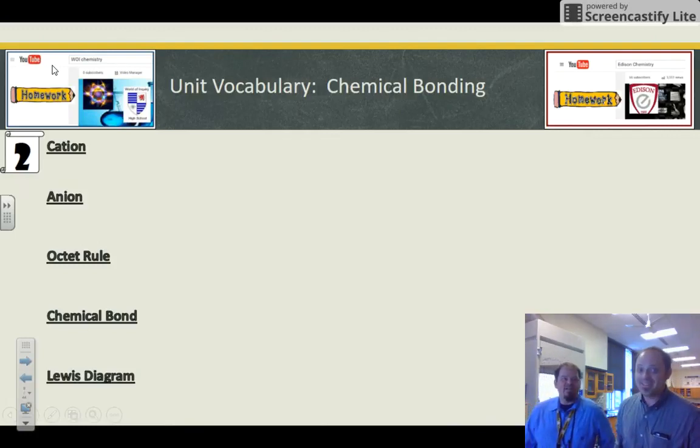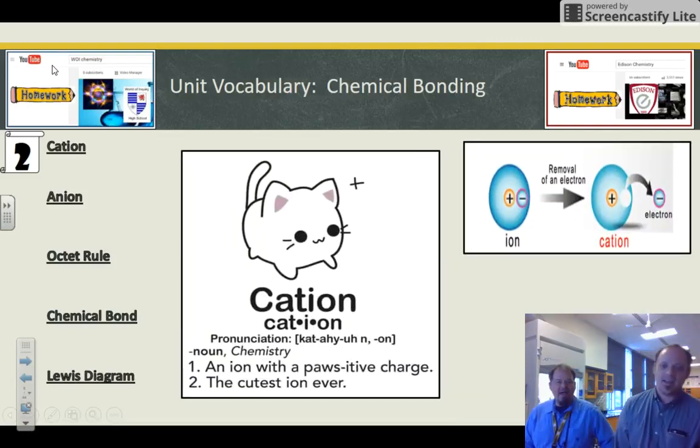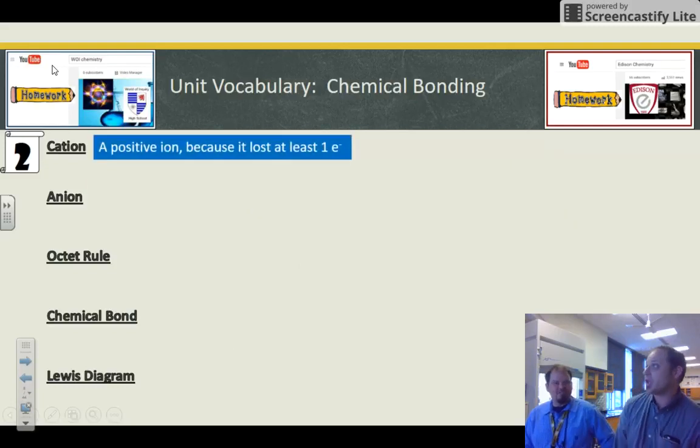First one, cation. What is it? It is an ion with a positive charge because it lost at least one electron. Don't forget it. You've got to memorize it. Ask us to teach you again and again if you need it. And remember that the t can look like a plus sign, so it'll help us remember.